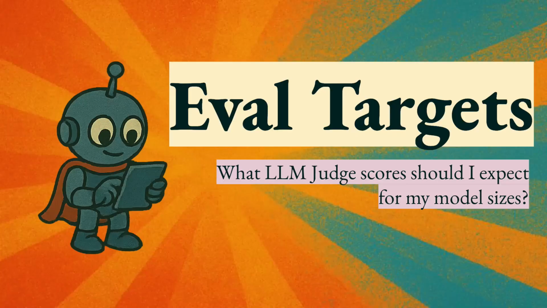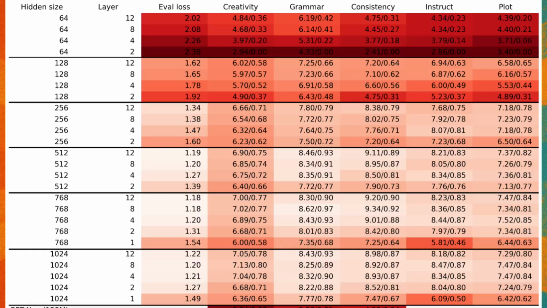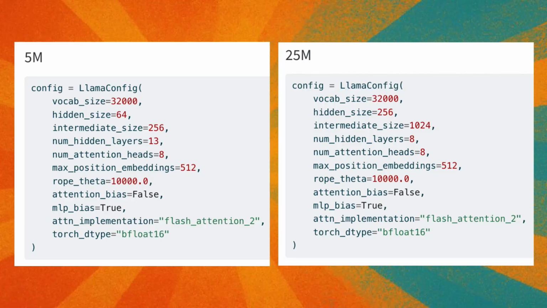So first topic is eval targets. What LLM Judge score should I expect for my model sizes? This is figure 4 from the TinyStories paper, where they graciously share this data of hidden size, number of layers, eval loss, and then 5 categories of scoring. So I'm heavily referencing this to use this as a baseline as I get my own models up and running.